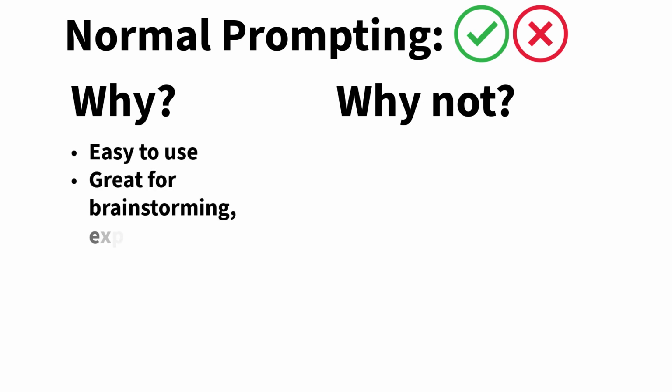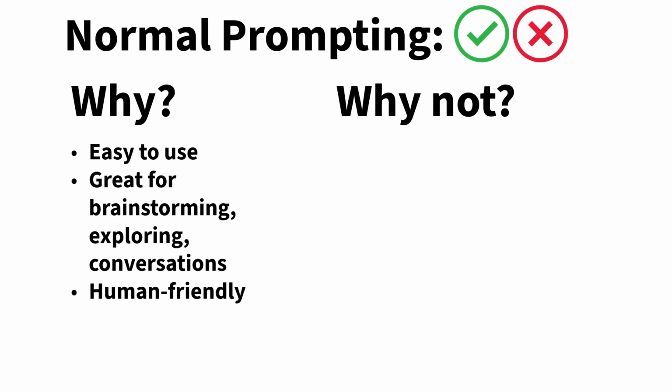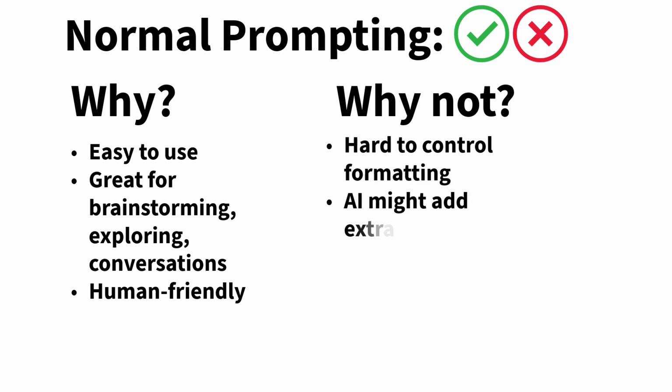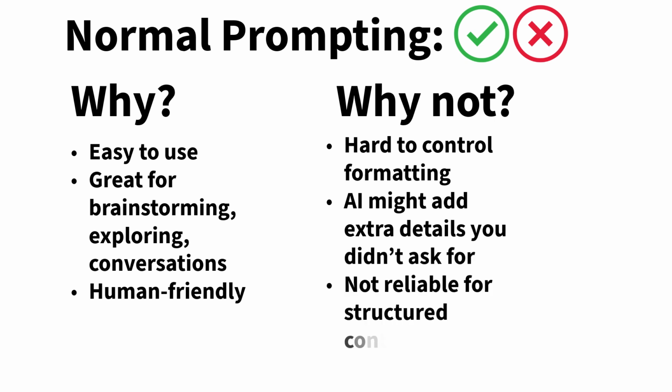Normal prompting has its own pros and cons. When it comes to pros of normal prompting, it is easy to use, which is great for brainstorming, exploring, and conversations. It is definitely human friendly. But what about cons of normal prompting? It is hard to control formatting. AI might add extra details you didn't ask for. It is not reliable for structured content.